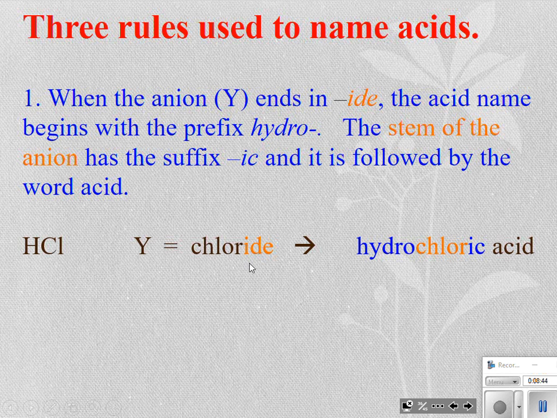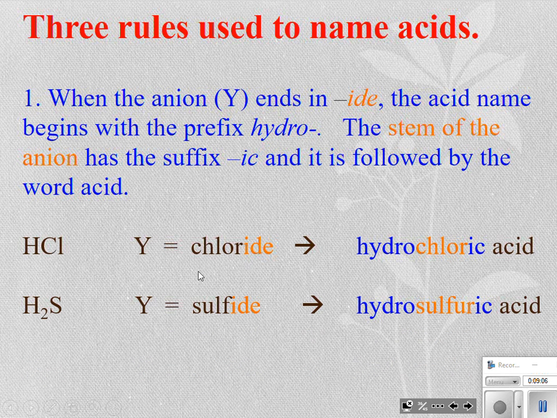Now what you're going to see most of the time when you have an IDE ending, it's going to be binary. Not all the time, because we still have some polyatomics that have IDE endings. But most of the time, if we have an IDE ending, it's going to be binary.